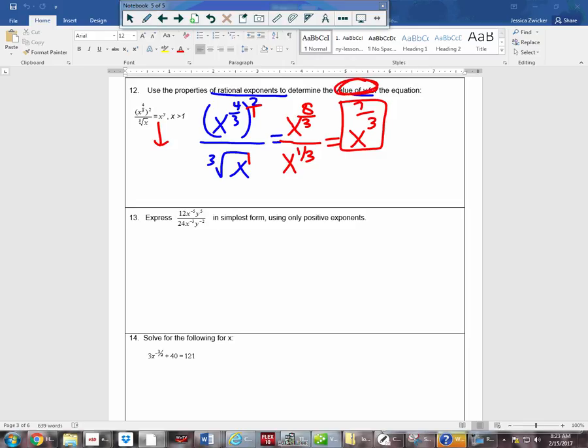Now take a look over here. Y is in the exponent. So my answer here is y equals 7/3. I just wanted to know the exponent.